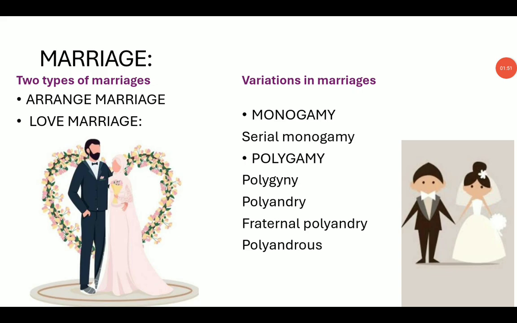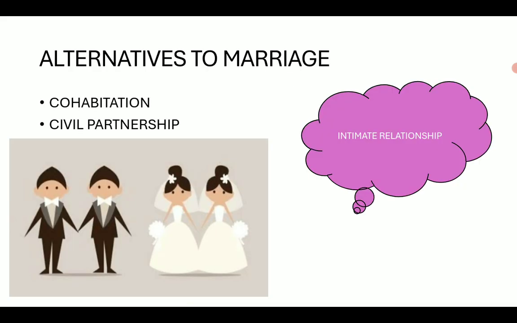So these are some marriage terms that you may have heard for the first time, but you have to learn them. These are just single lines, so you have to learn them. It is their English. Then let's talk about the alternatives to marriage. The alternatives to marriage include cohabitation and civil partnership.